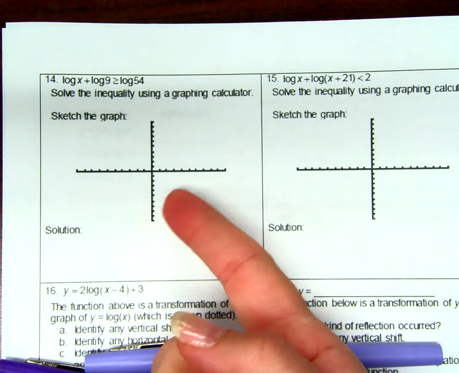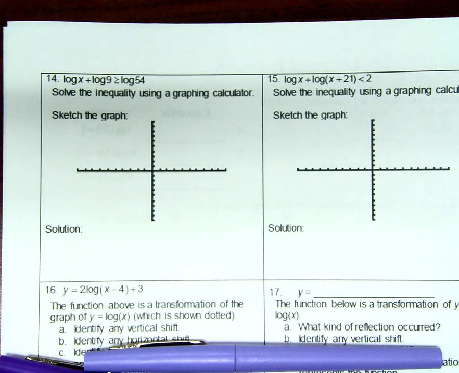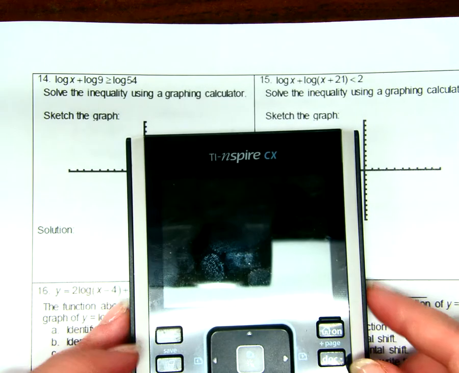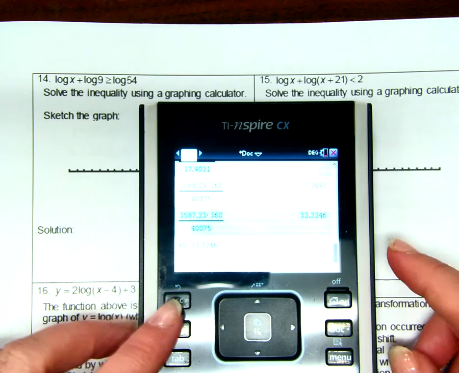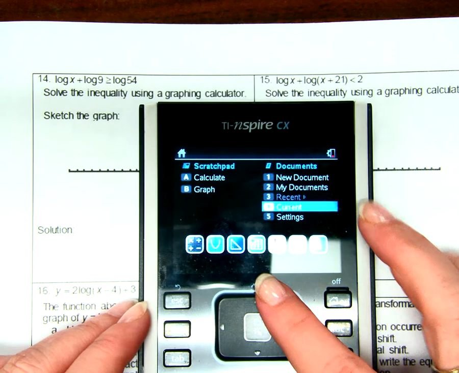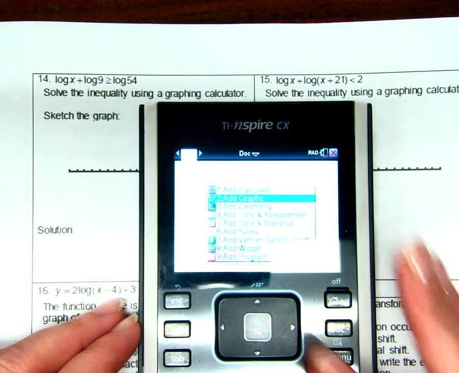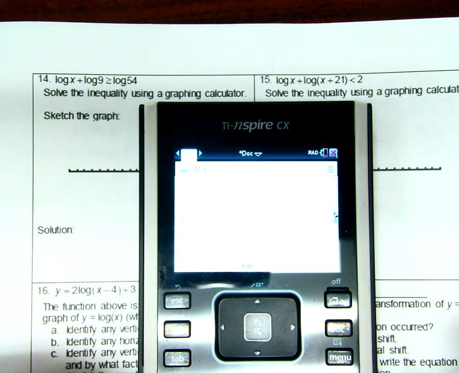There's a graph, right? And it says sketch the graph. But if I take my calculator and start typing in log of x plus log of 9 is greater than or equal to 54, it's not going to let me do that. So I want to remind you how we're going to solve this. We're going to make a new document on our calculator that is a graph.